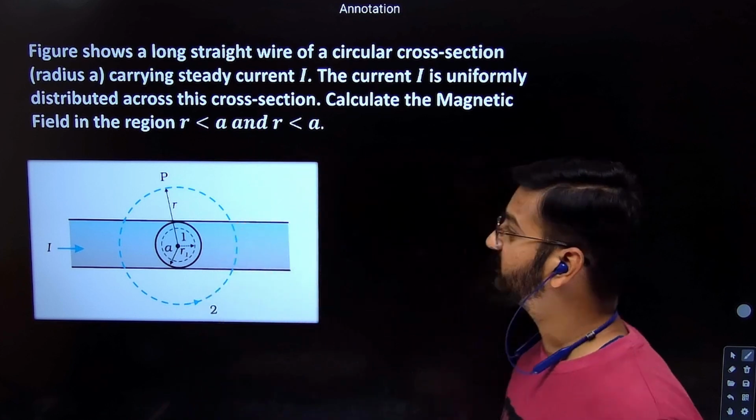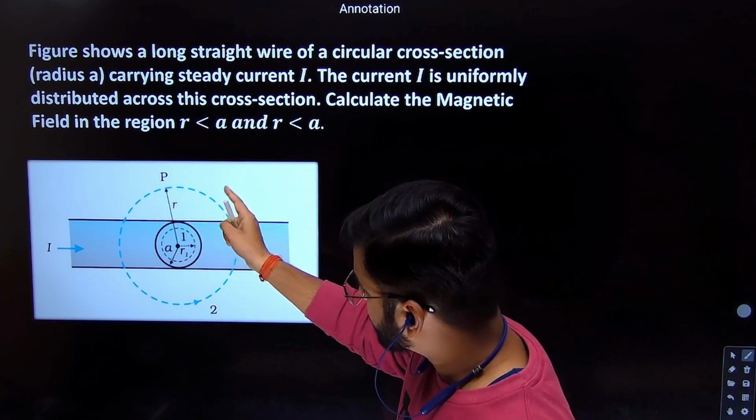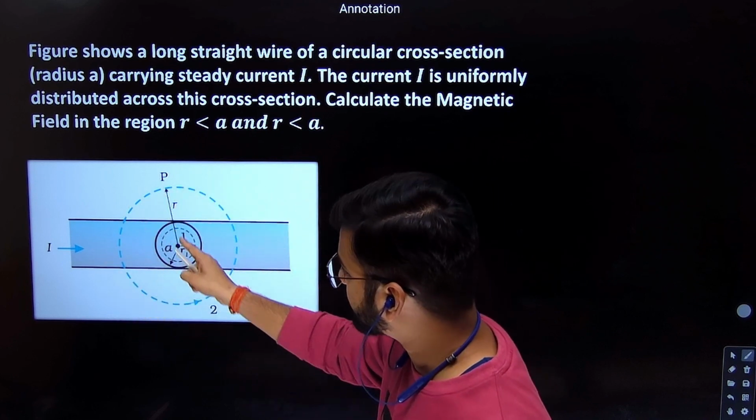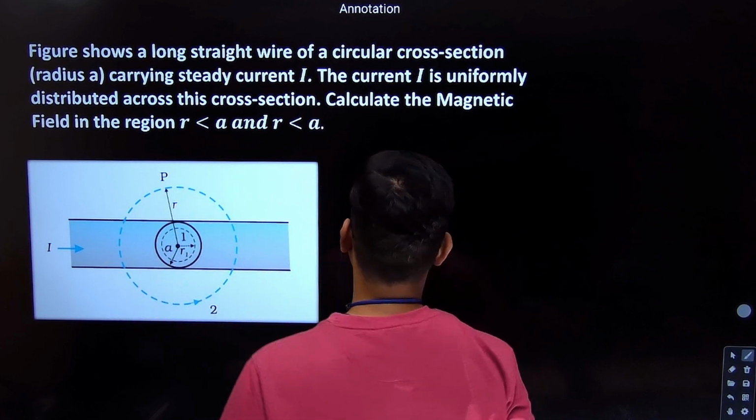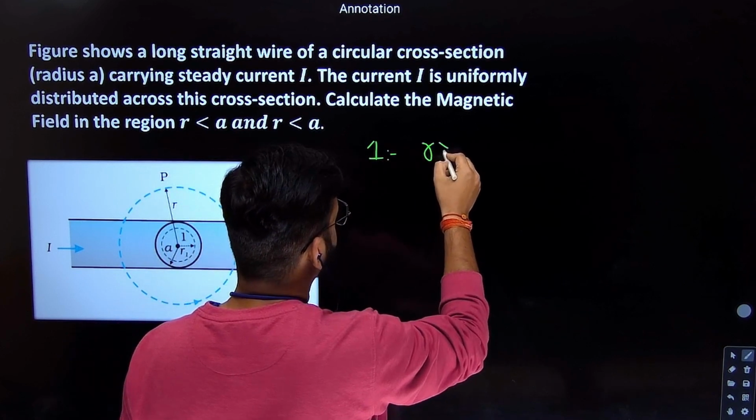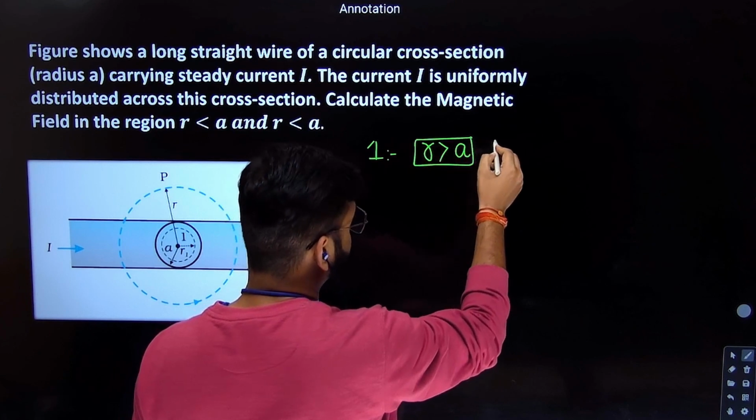Let's understand this concept. For a point which is outside, you can see that the point which is outside is P. So I have taken an Amperian loop whose radius is small r. So if I apply the first case, that is for a point where r is basically greater than a, that is the outside point.